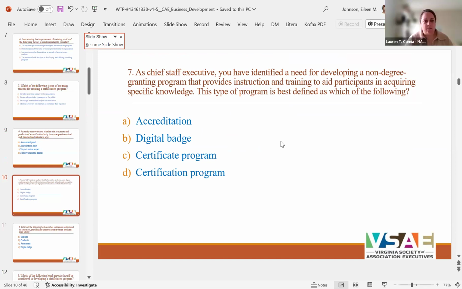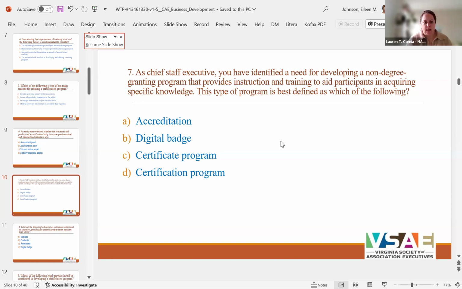Right, cool. As chief staff executive, you have identified a need for developing a non-degree granting program that provides instruction and training to aid participants in acquiring specific knowledge. This type of program is best defined as which of the following: A, accreditation, B, digital badge, C, certificate program, or D, certification program.